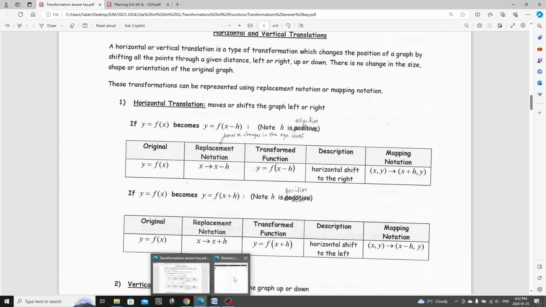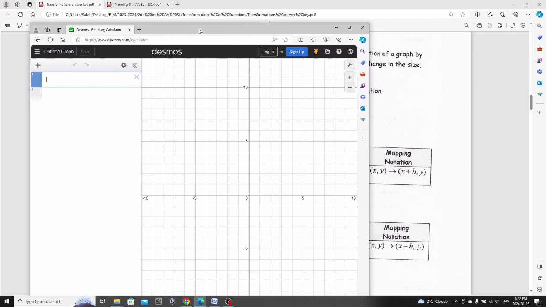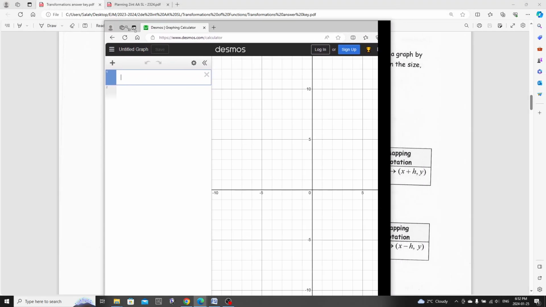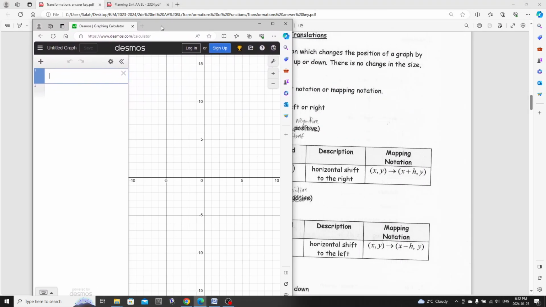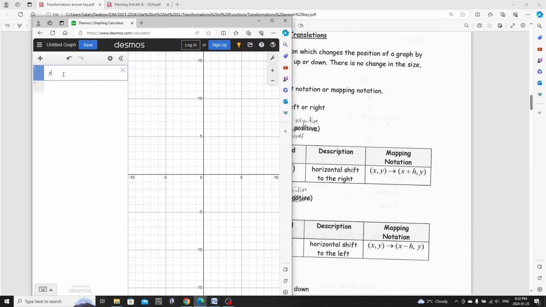Now, maybe I'll get Desmos open up here and I can show you guys what that looks like on a graph. So let's say we're working with y equals x squared, okay?